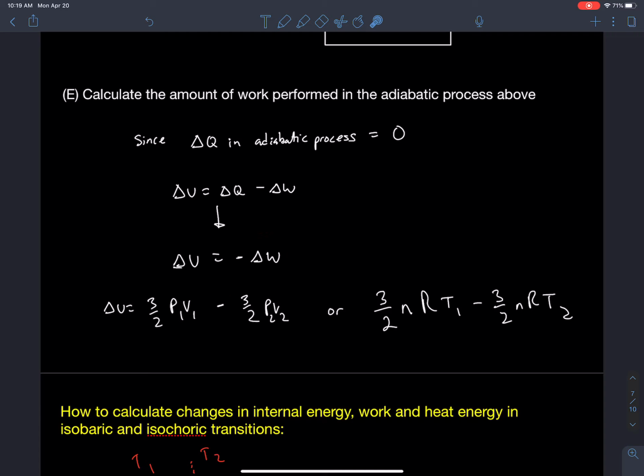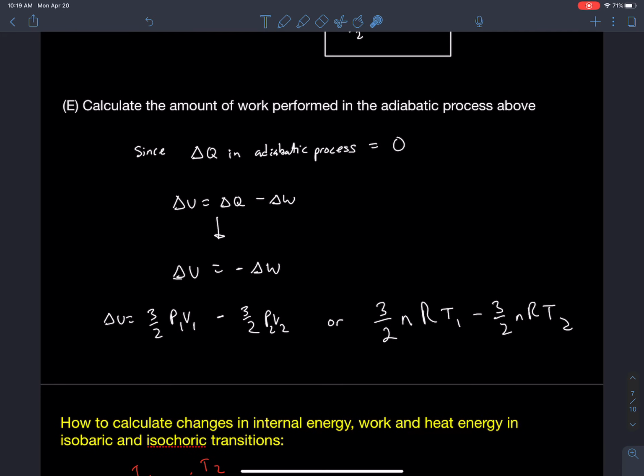So whenever you have an expansion process, my work is actually going to be positive. Even though my delta U is negative, my work is going to be positive because it's expanding. So that's that. You can come back to this if you have to apply it in any of your problems.